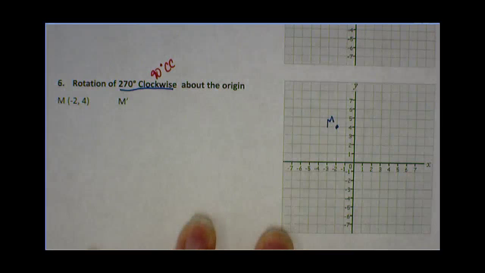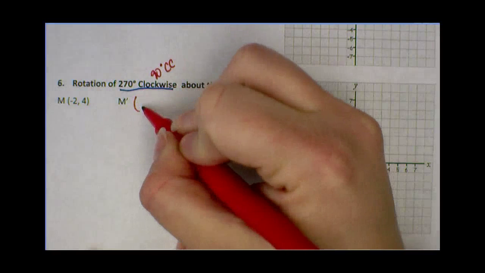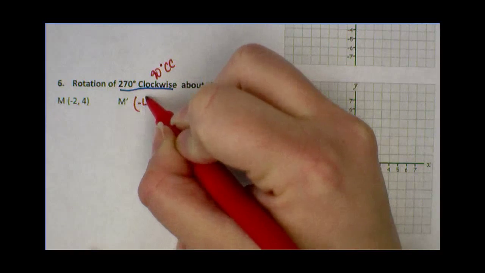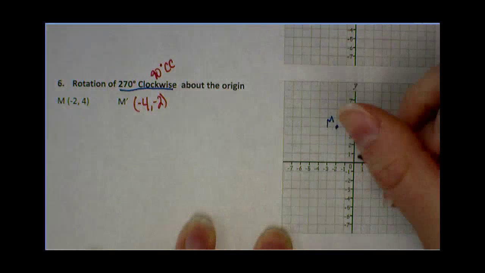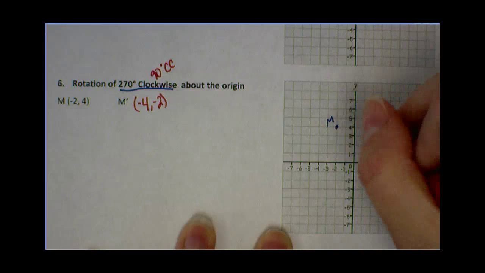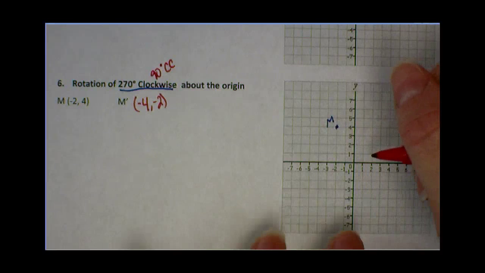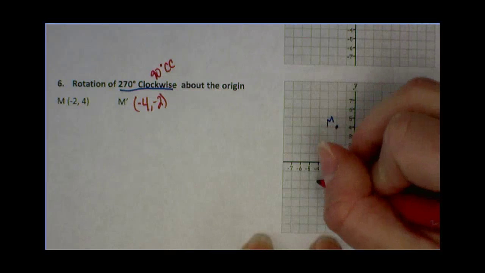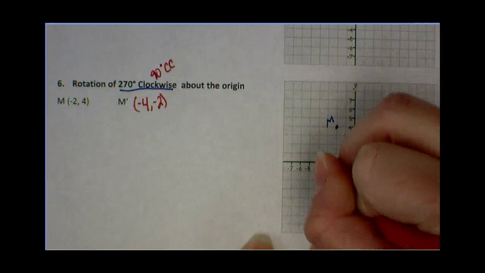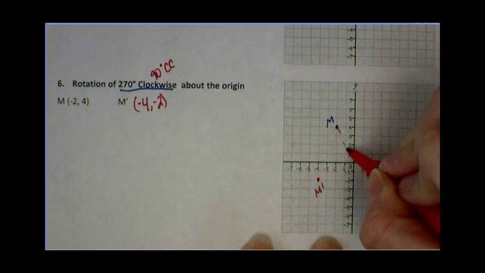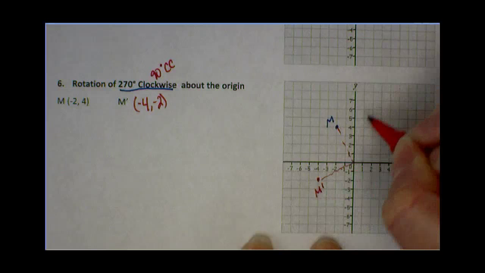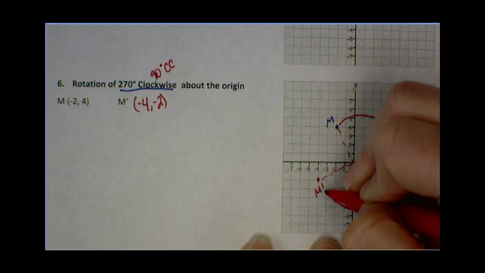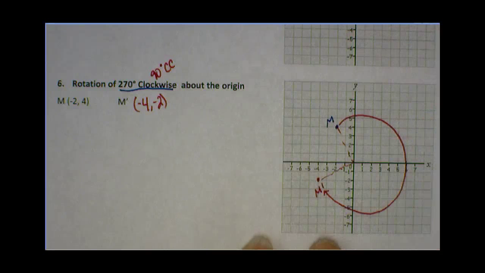So it's going to be flipped, and then the y is going to be opposite. So -4, -2. And again, you can perform that rotation, and we'd like you to. Just use whatever method works best for you. And -4, -2, if you put that point on there for M prime, you're going to notice that, yes, they do make a 270 degrees clockwise rotation. Perfect.